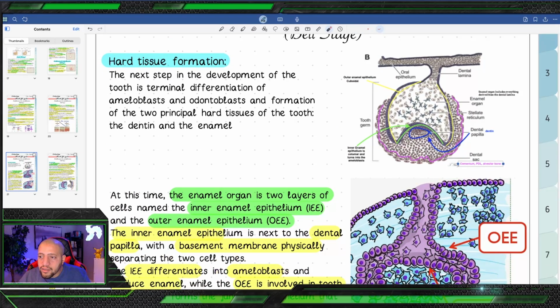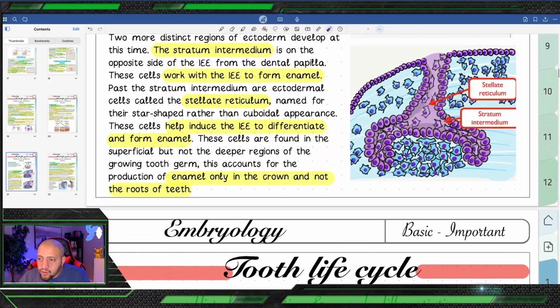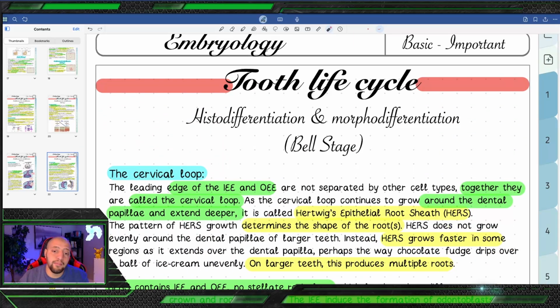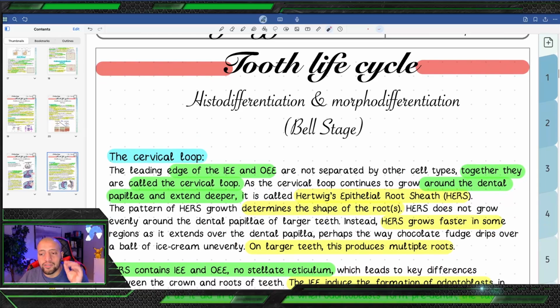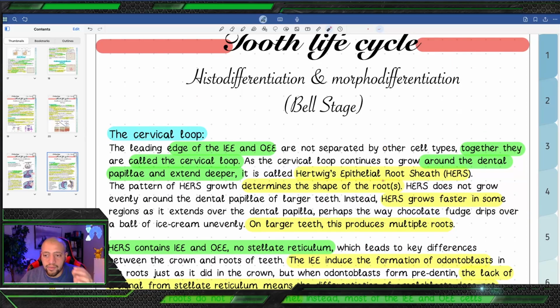Okay, question. In the cervical loop, do you see any stellate reticulum? No, because in the cervical loop, as you can see here, there is little or no stellate reticulum. Nice. This is really important. It will explain why we don't have enamel on the root. As the cervical loop continues to grow around the dental papilla and extends deeper in the apical direction, we give it a different name, which is Hertwig epithelial root sheath. The pattern of Hertwig epithelial root sheath growth determines the shape of the root. So now we have this one coming down, which is going to give us the shape of the root.